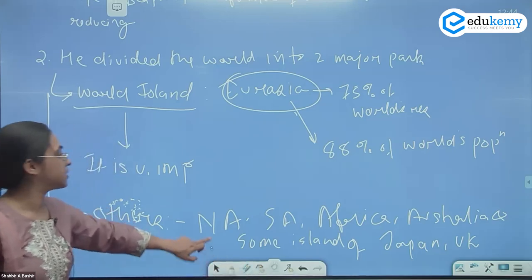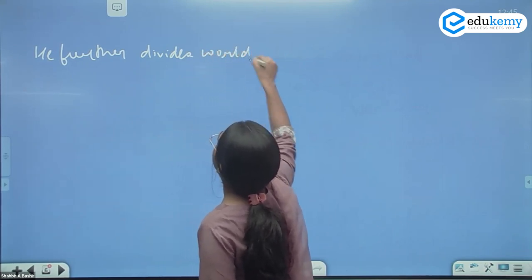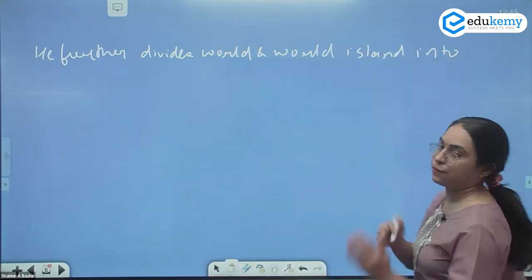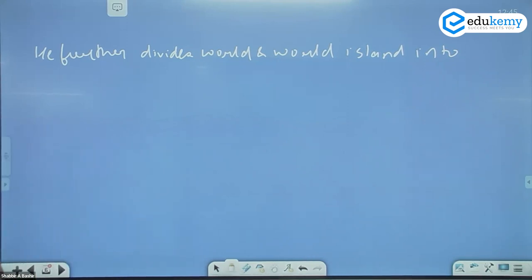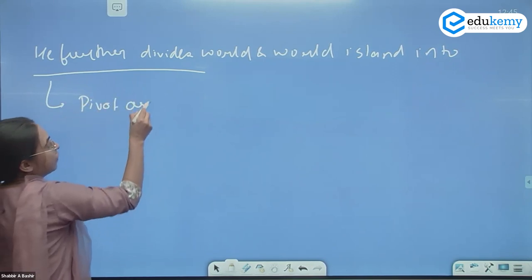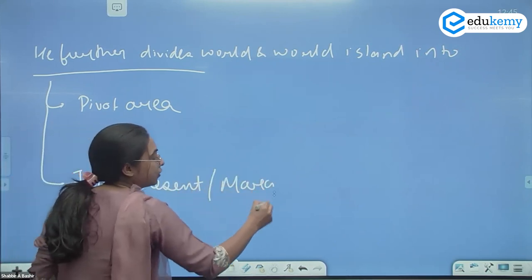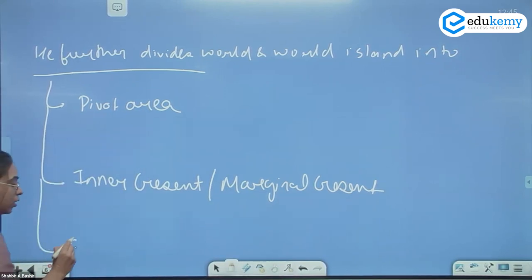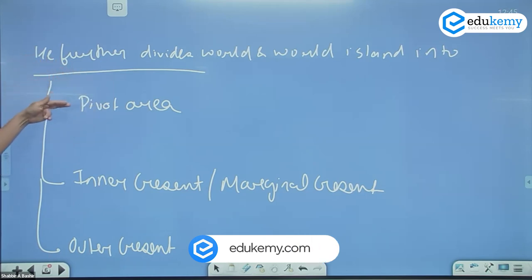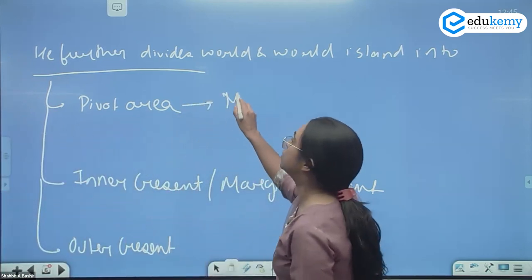The second division that he does is, he further divides the world and the World Island into the pivot area, the inner crescent or the marginal crescent, and the outer crescent. So he's dividing the world and the World Island into the pivot area, inner crescent, and the outer crescent. In the pivot area, this is the major land area.